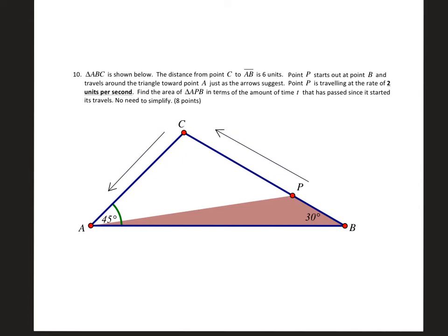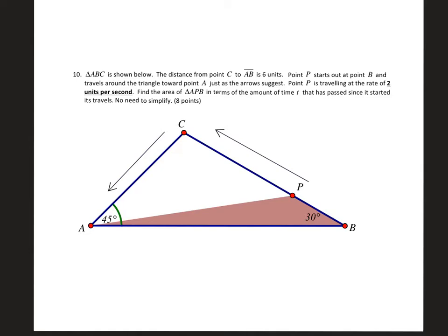Okay, this is a video on this triangle problem where we're writing a function to represent the area of the triangle formed as point P moves from B to C and then C to A. Okay, so let's first start with some given information here.